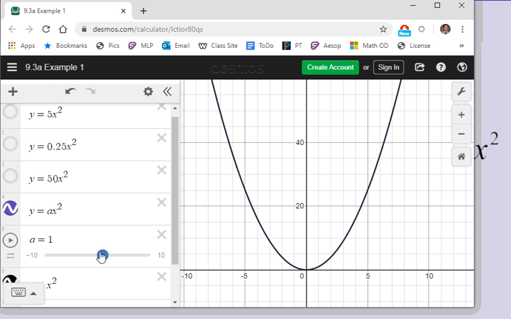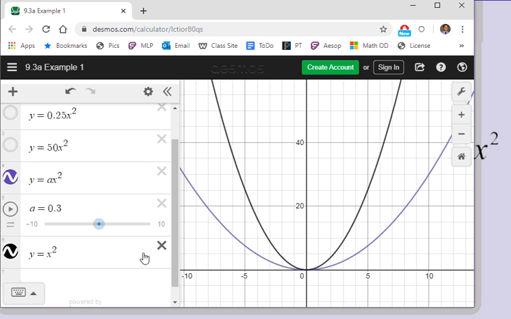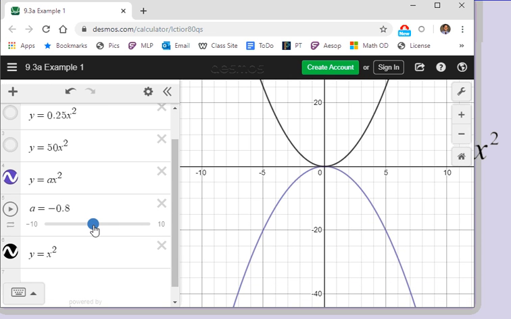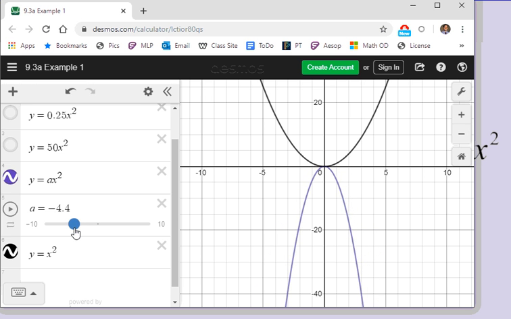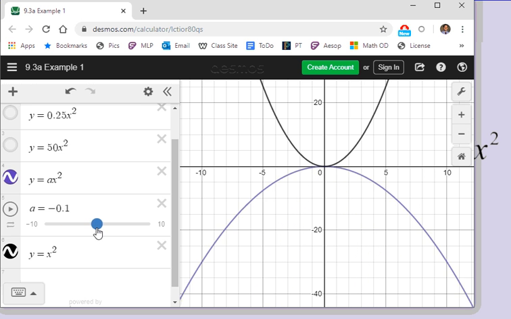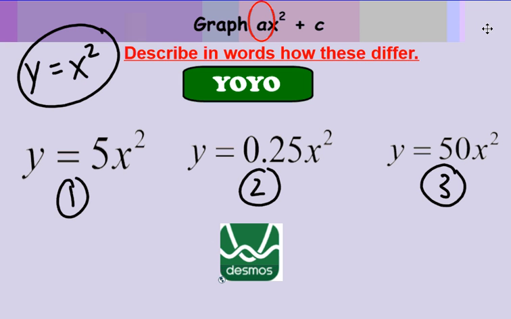So as A increases, my graph becomes steeper. As A decreases, but it's in between 0 and 1, it's going to be wider. And then you'll realize once A goes negative, the graph is going to open upside down and then do the same thing. As A gets bigger, it's just going to be steeper. So A being negative will make the graph open upside down. And there you go. That's what A's role is for quadratics.